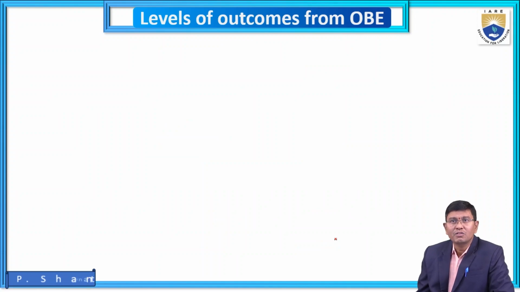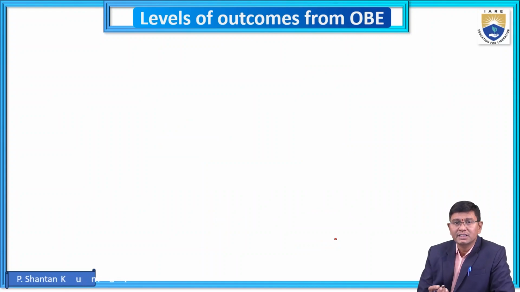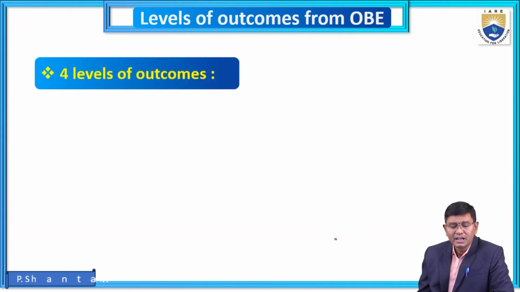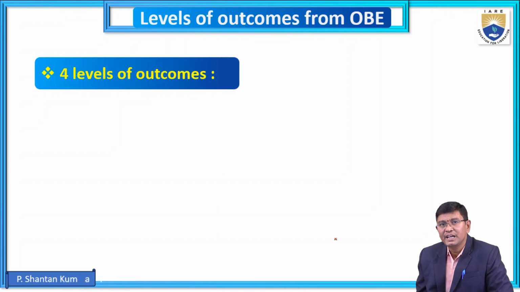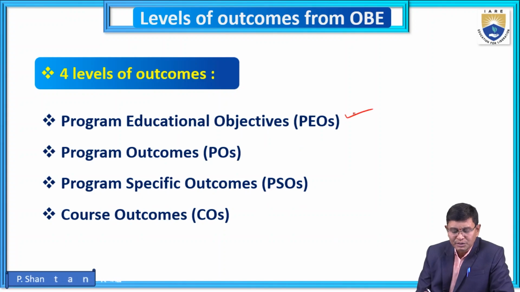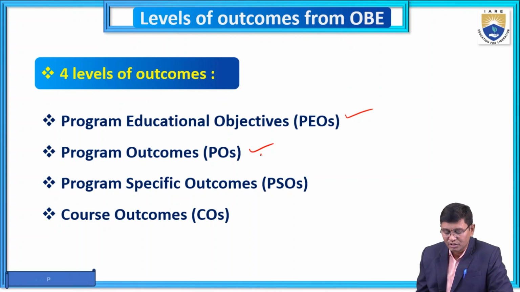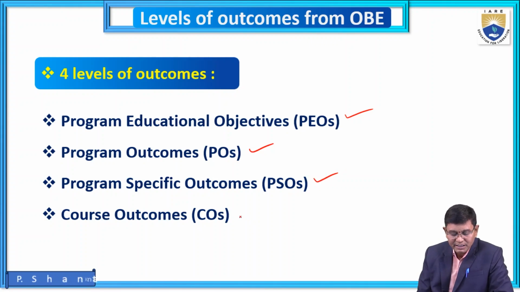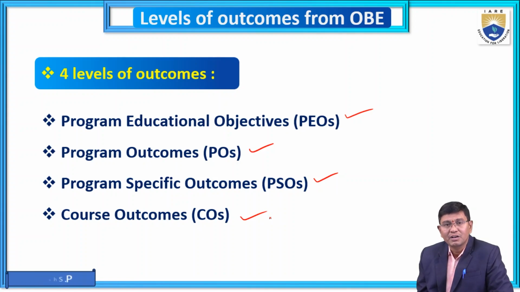And what are the levels of the outcomes from OBE? That is what we discussed in the previous slides. Generally, the outcomes from OBE have four mandatory levels. One is program educational objectives, that is PEOs, and the second is program outcomes, that is POs. The third is program specific outcomes, that is PSOs, and finally course outcomes, that is COs. These are required to understand the four levels of outcomes from OBE.